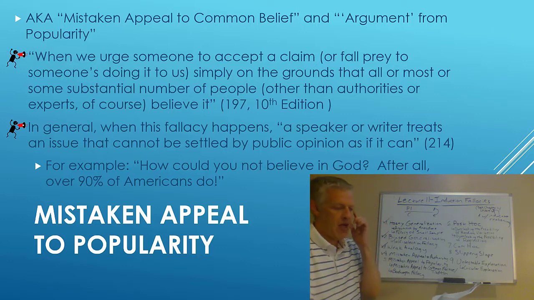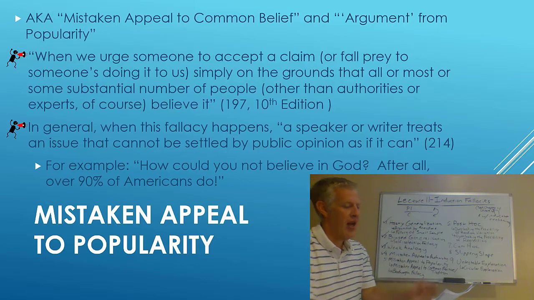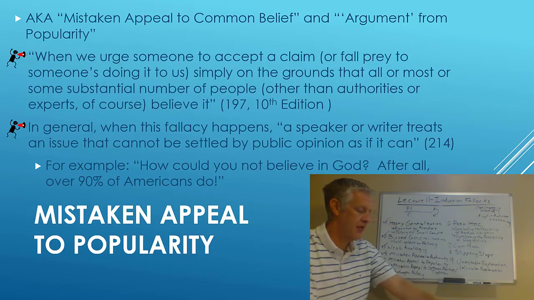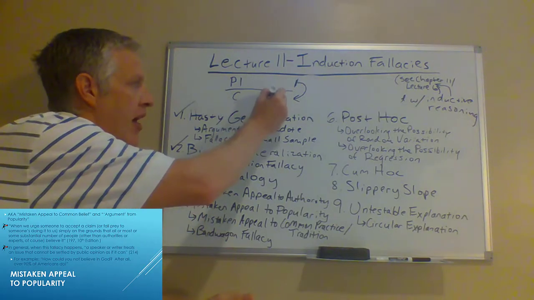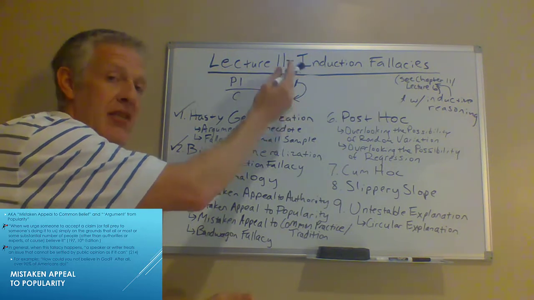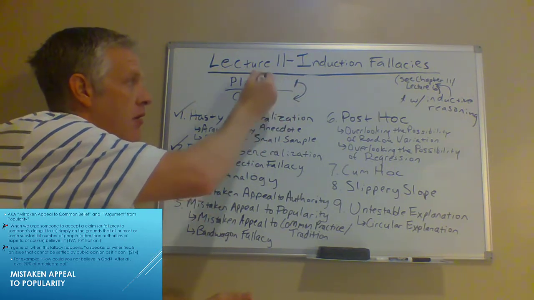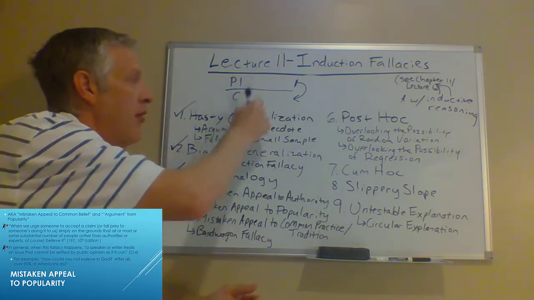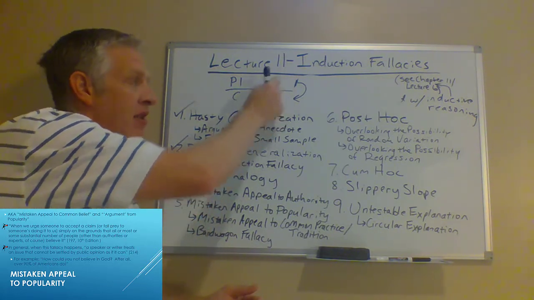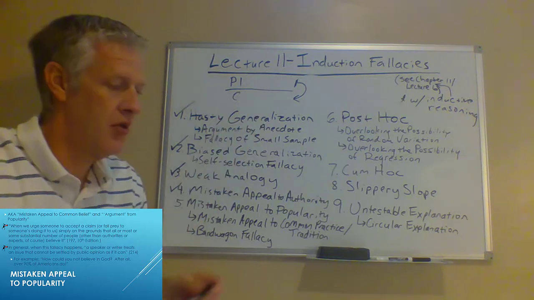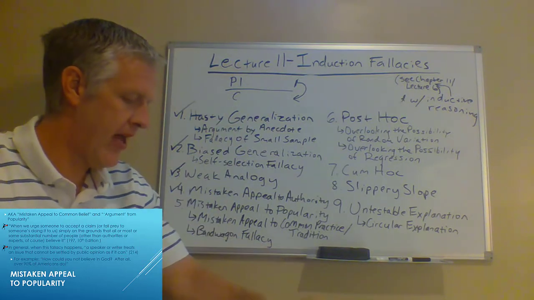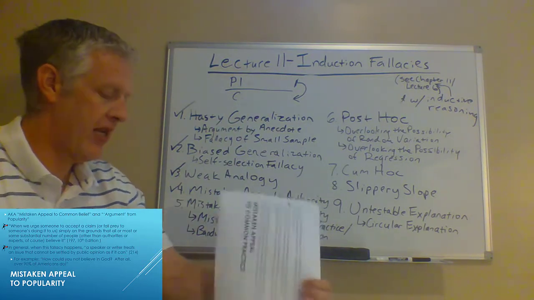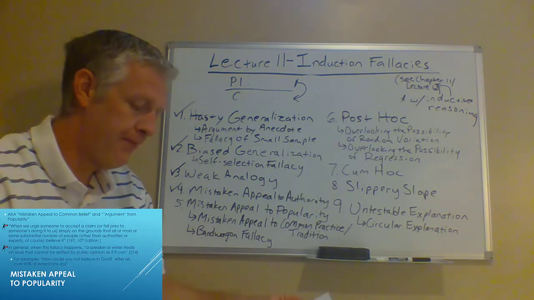So imagine my example here. How can you not believe in God? After all, over 90% of Americans do. So the idea is you should believe in God. And what's their evidence or reason for thinking that? Over 90% of Americans do. Again, just citing its popularity, right, isn't evidence in itself to take that position. And so that was our general discussion of mistaken appeal to popularity.